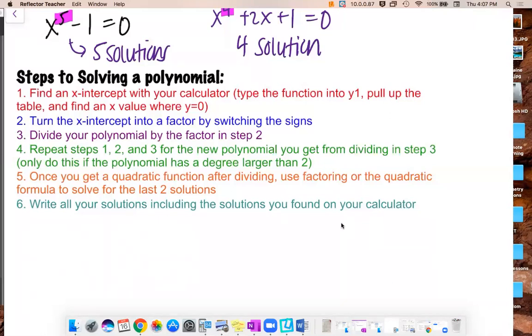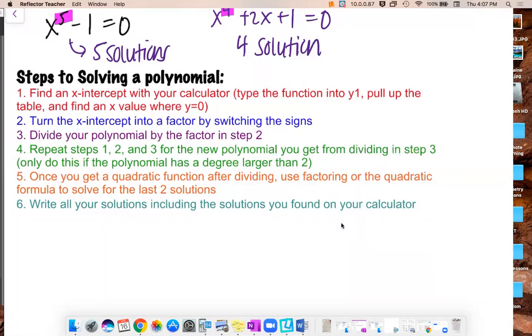And then you repeat steps 1, 2, and 3, until the polynomial that you get as an answer is a degree 2. It can't have anything bigger than that because it's harder to solve. And then once you get to a quadratic function after doing all of the division, you're going to use factoring, or you're going to use the quadratic formula to solve the last 2 solutions. And then you're going to write all of your solutions down, including the ones you found on your calculator.